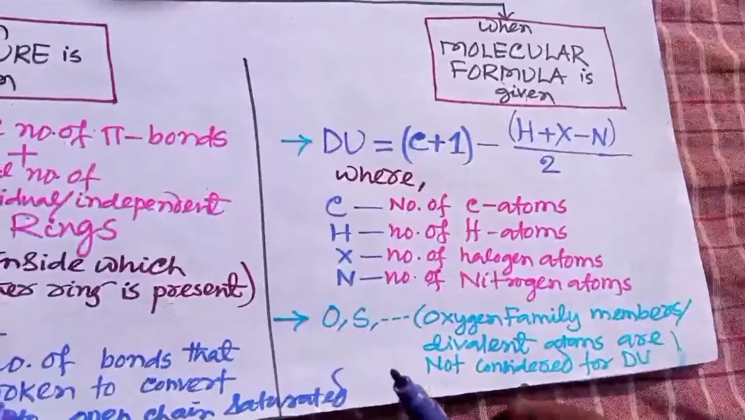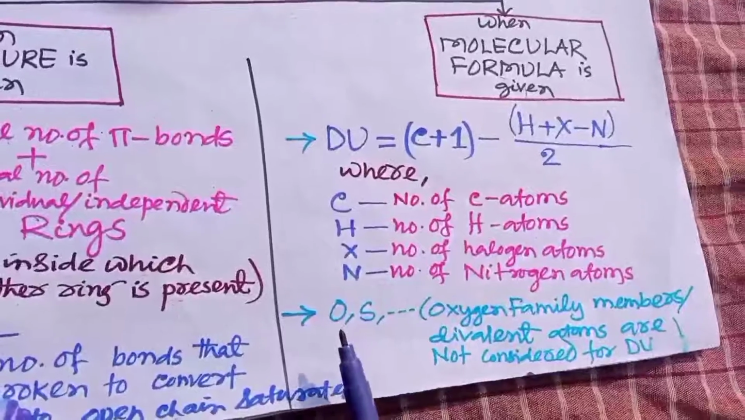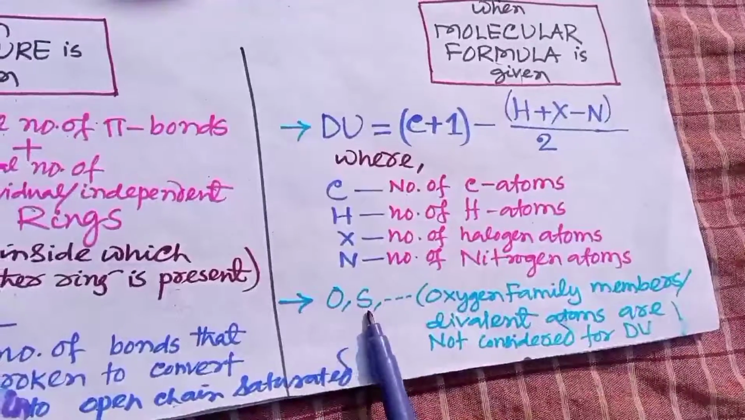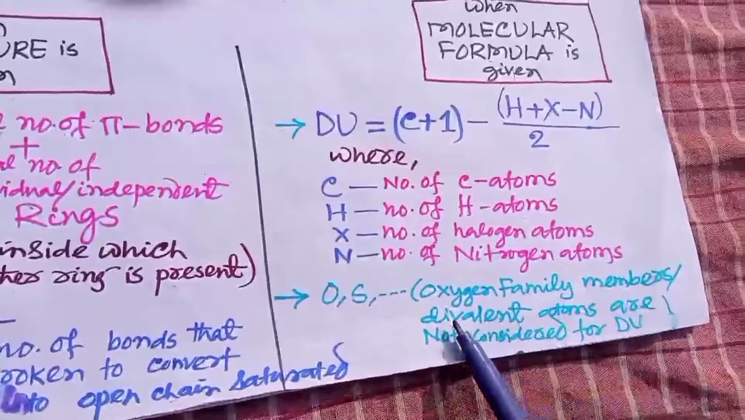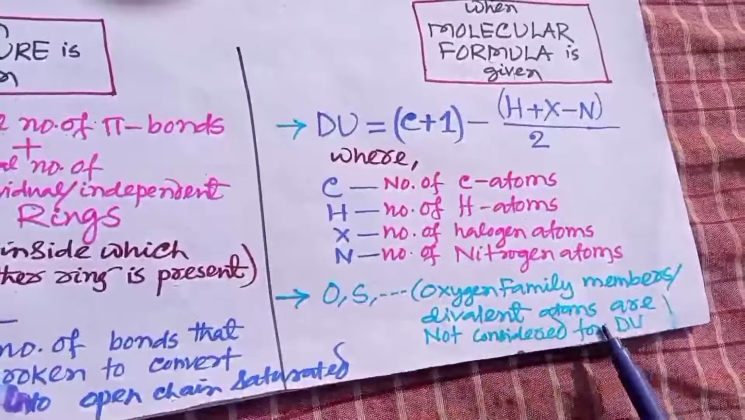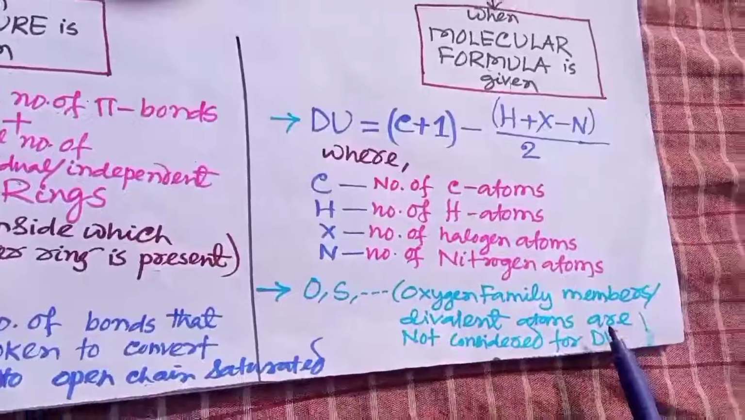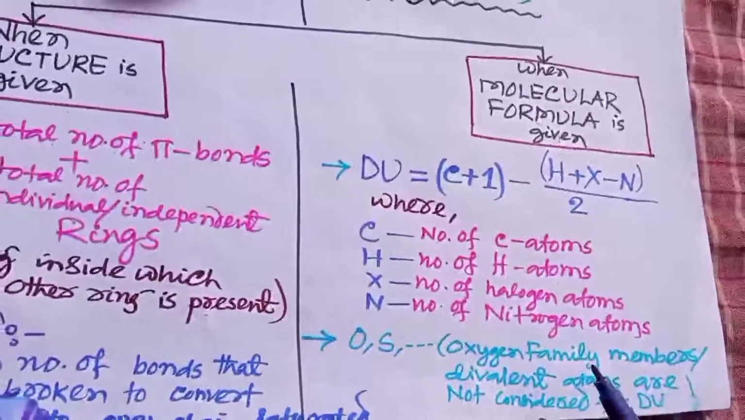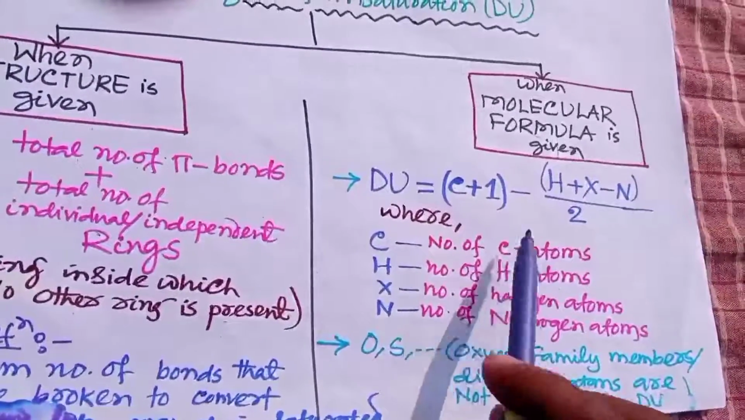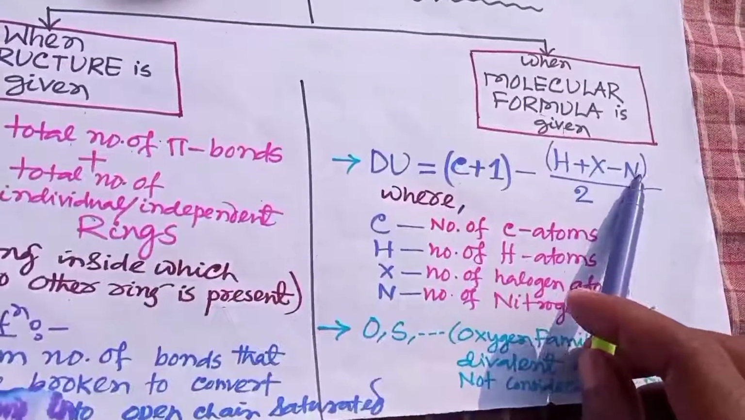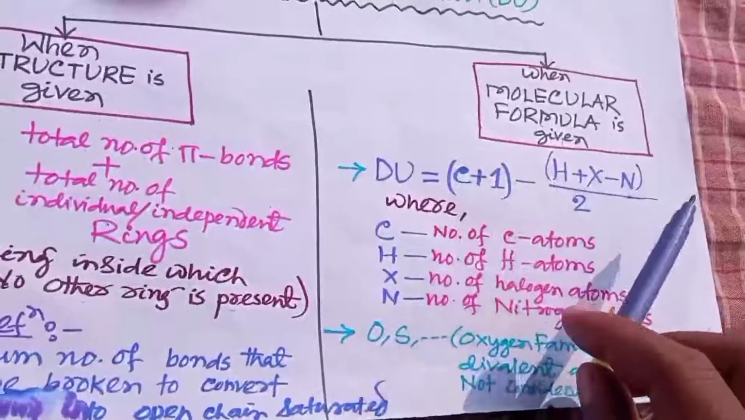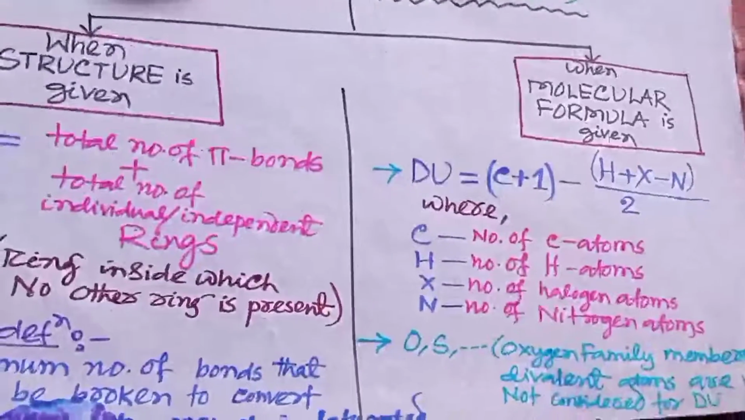Here one thing we have to note, that the atoms like oxygen, sulfur, that is the oxygen family members, or divalent atoms are not considered for DU calculation. They are neglected. So you have to see only the carbon, hydrogen, halogen and nitrogen, and you have to apply this formula to find out the DU of a given compound.